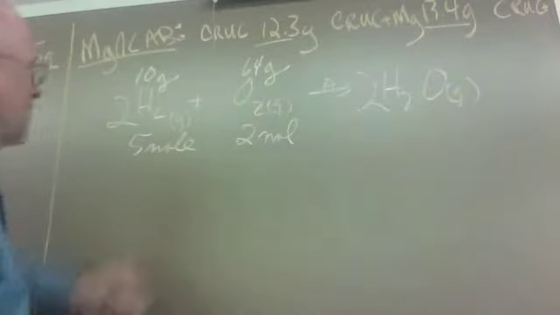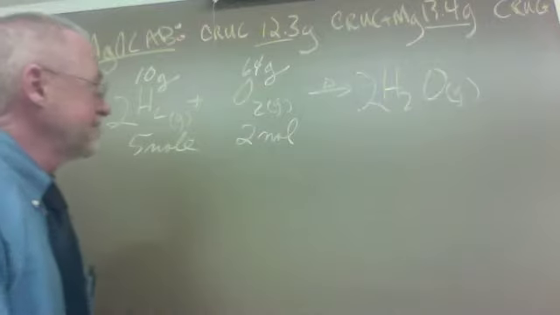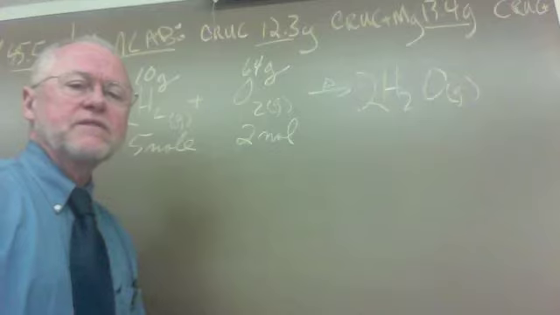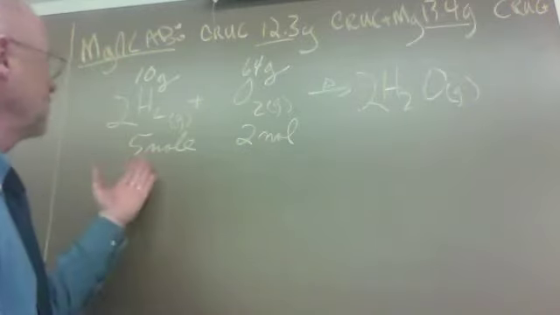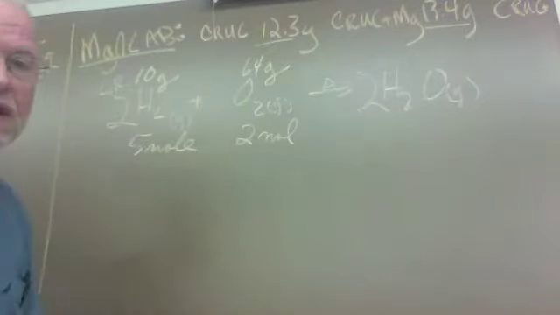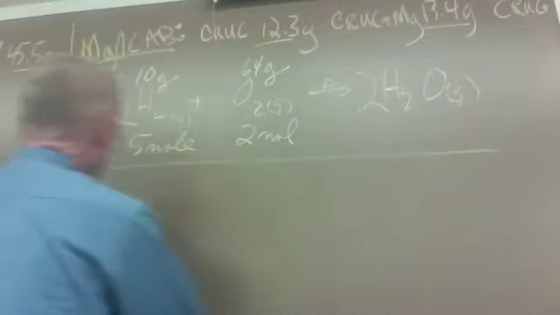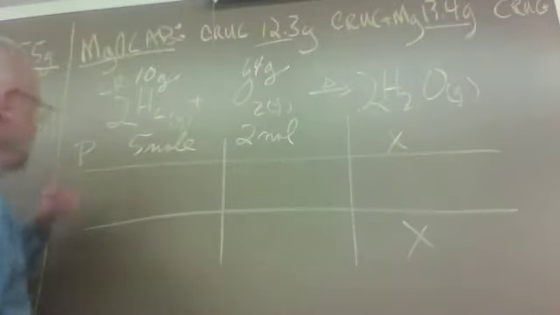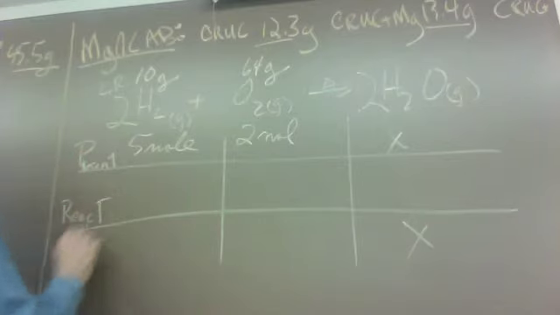Now, here comes the tricky part. If we're not sure what the limiting reactant is, then we just have to take a shot. We just have to guess. Okay. So let's say that we guess the hydrogen's a limiting reactant. So this is what's present. Let's make a little table here to help us. This is what's present. Here's what's going to react. And here's what's in excess.